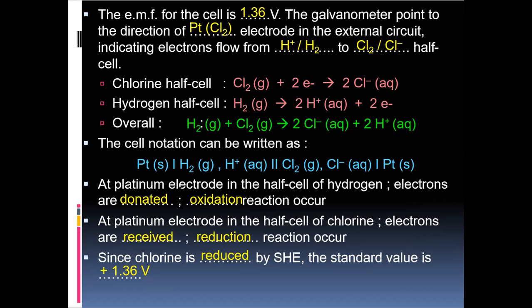Okay, so at the platinum electrode in the half cell of hydrogen, electrons are donated. Oxidation reaction occurs. At the platinum electrode in the half cell of chlorine, electrons are received and reduction reaction occurs. And then the standard value is plus 1.36 volts. It's a standard value.